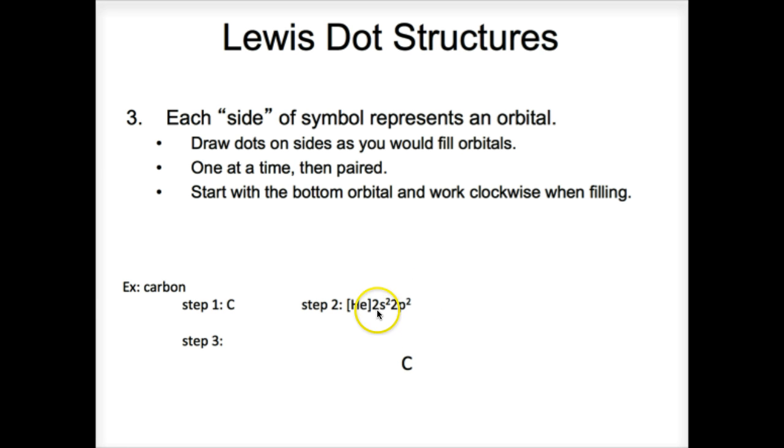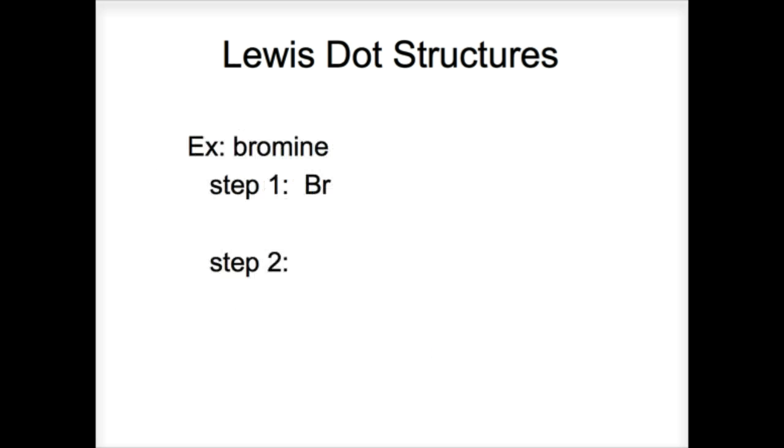That's the shorthand configuration. 2 is the highest number, so 2 plus 2 is 4, so that means I better have 4 dots around my carbon going in a clockwise fashion, and carbon's done. Now, please do bromine.